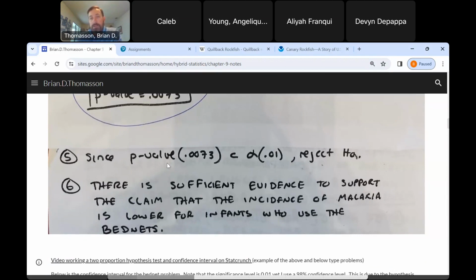So this is kind of what this is for. We're trying to show if a drug works. We're trying to show if these bed nets help. We're trying to see if there's a difference between these two proportions, and in this case, there is.